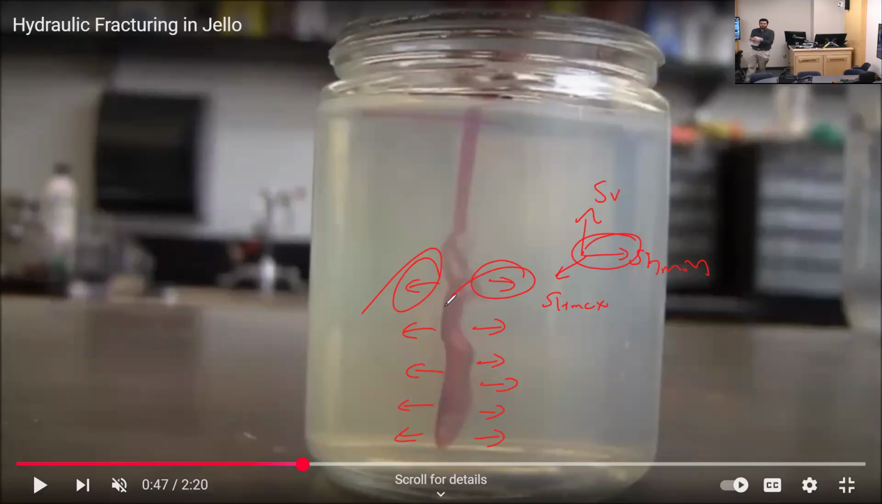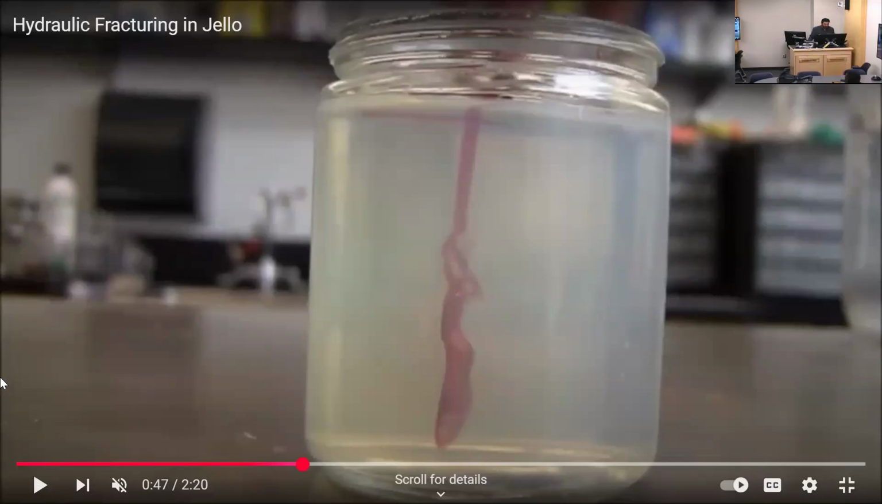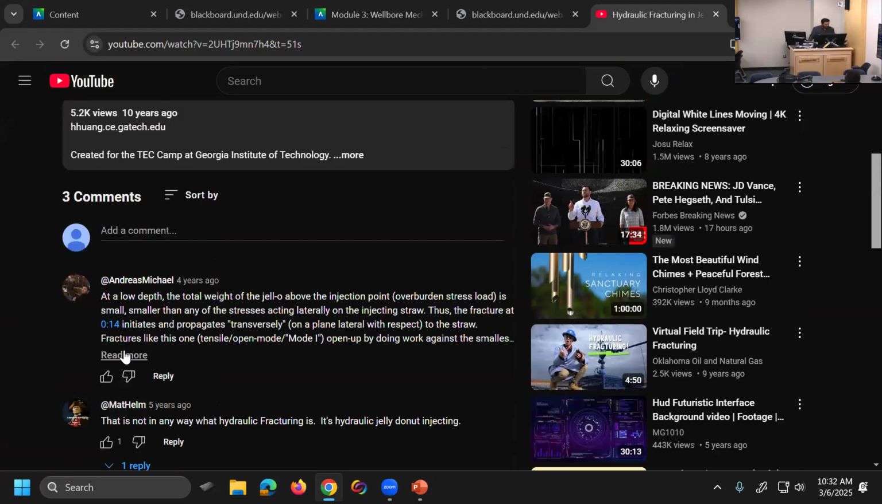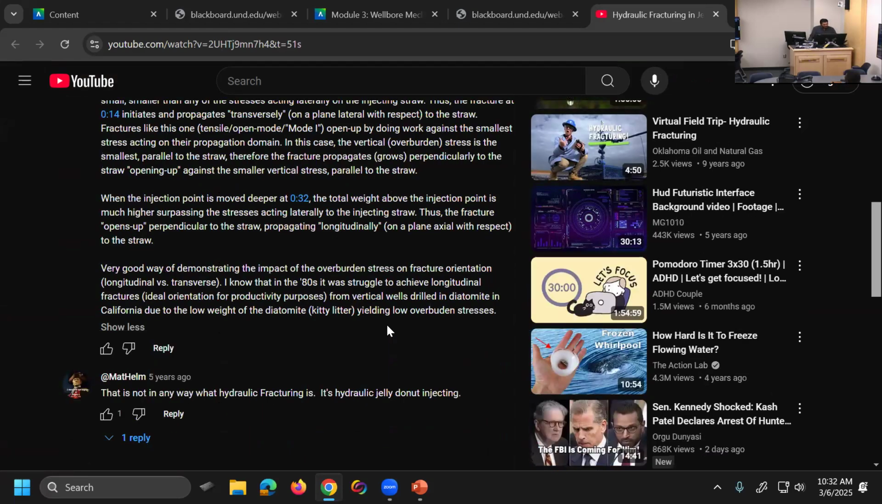Okay. Now, if the smallest of the stresses was vertical, the fracture is like this, right? But when she went deeper, it was like this. The smallest of the stresses was vertical. Excellent. Very nice video. And I have an explanation in the comments explaining what happens here.